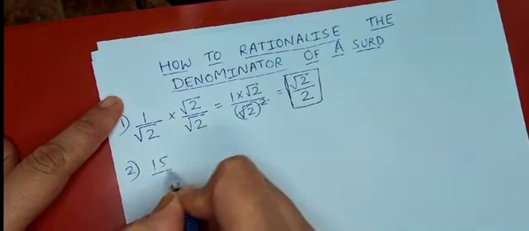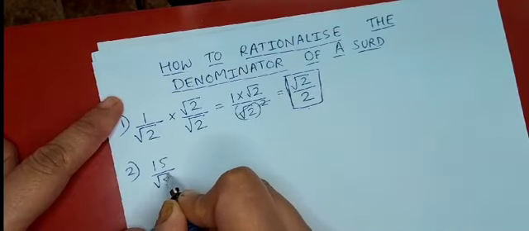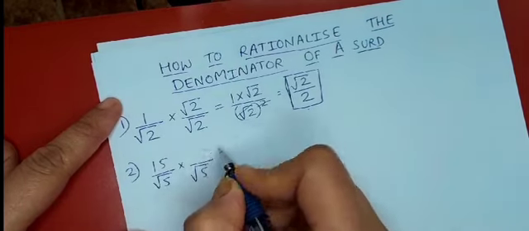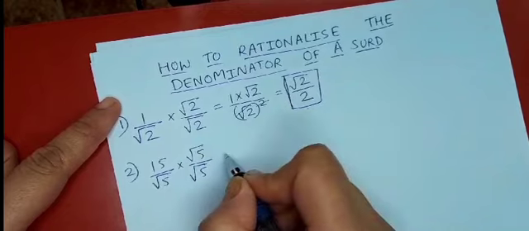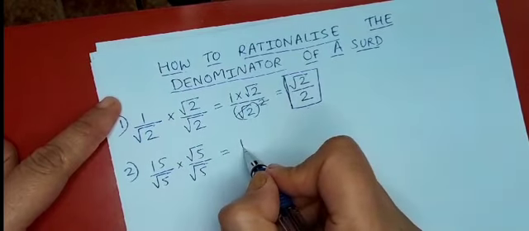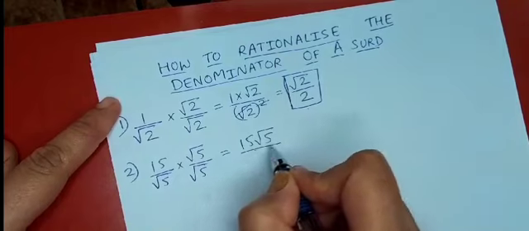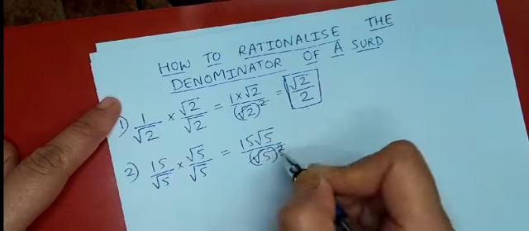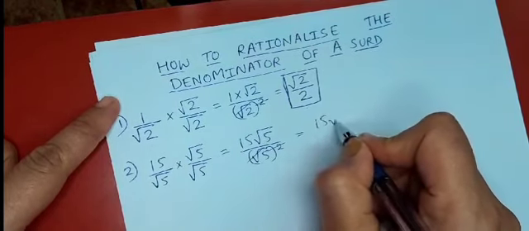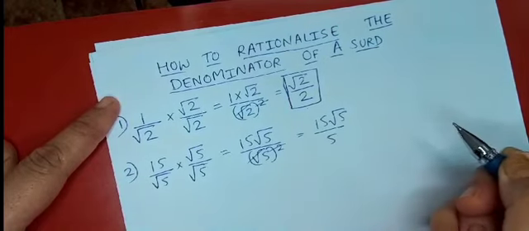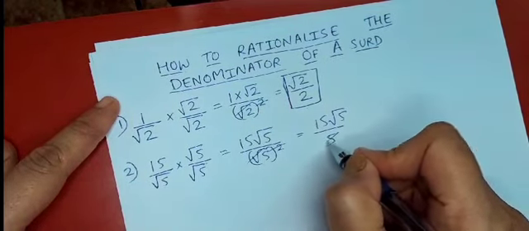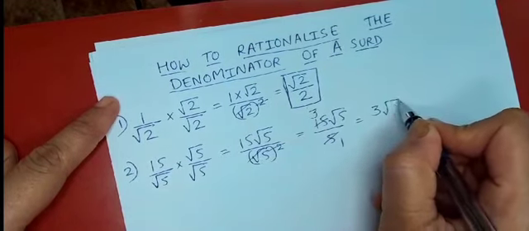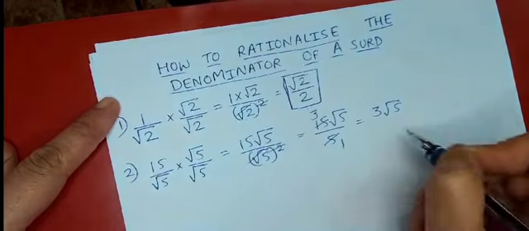Supposing I take 15 over root 5. Now in order to rationalize the denominator here, we have to multiply root 5 in the denominator as well as in the numerator. So we'll get 15 root 5 on top and root 5 square at the bottom. Here the square will cancel the square root. So we'll have 15 root 5 over 5. This will be further simplified. 5 times 1 is 5 and 5 times 3 is 15. So 3 root 5 is the solution.